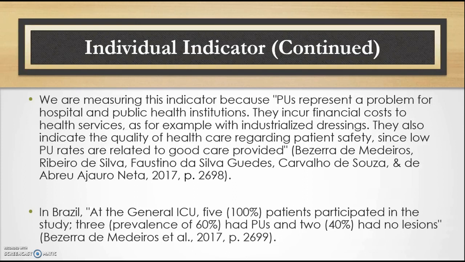In Brazil, at the General ICU, 100% of patients participated in the study. 3, a prevalence of 60%, had PUs, and 40% had no lesions. This provides evidence to support why this indicator should be addressed, as evidence collected from a study in Brazil shows that preventing pressure ulcers is a priority, as patients were found with a pressure ulcer more often than a patient was found without one. Becerra de Medeiros et al., 2017.